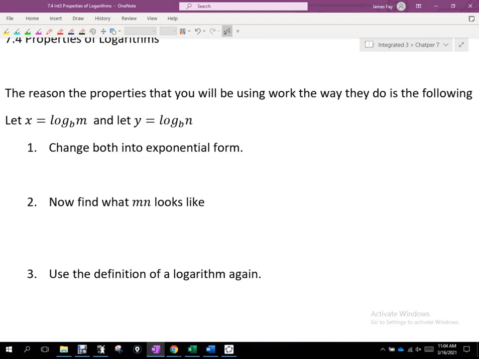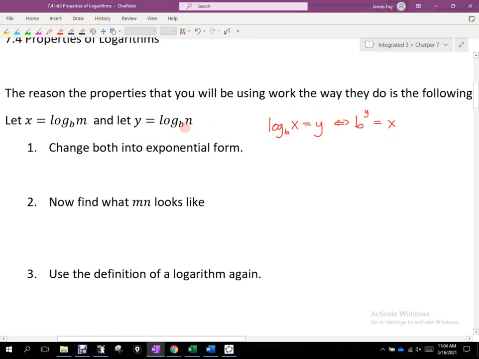And now it says change both into exponential form. So remembering from section 7.3, we had this rule that said if you have a logarithm, log of some base b of x is equal to y, if and only if b to the y is equal to x, right? We went from b to the y, and it came back and gave me x. That's the rule or the definition for a logarithm, okay?